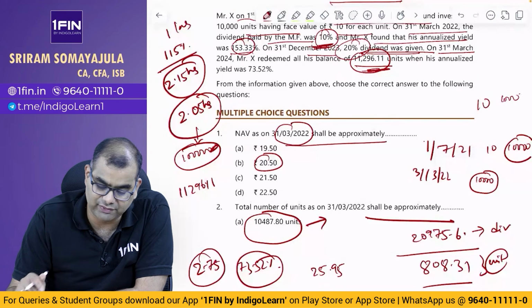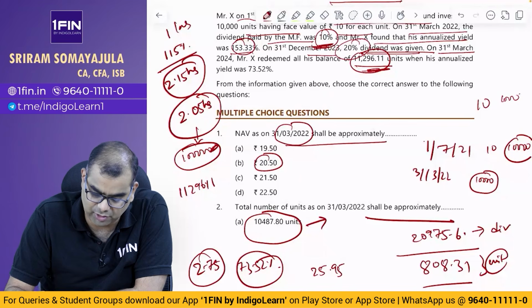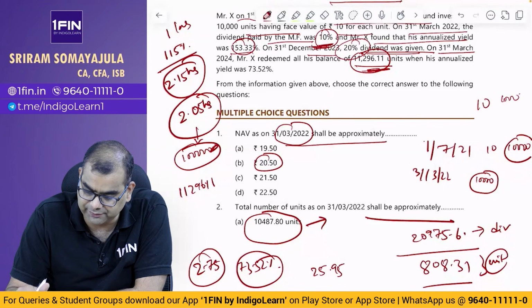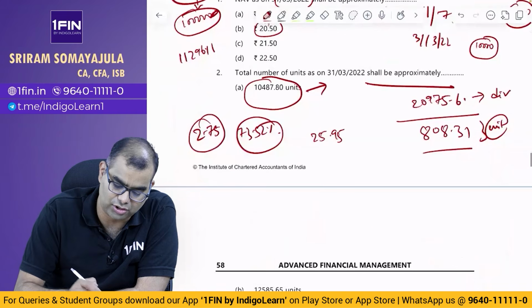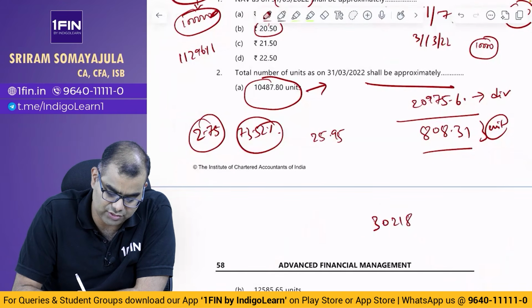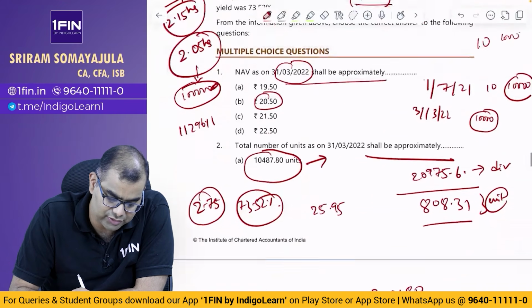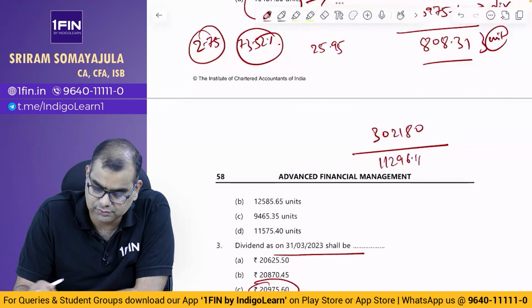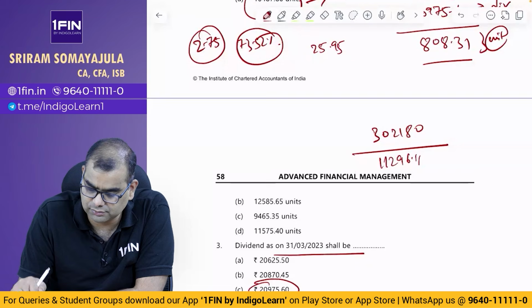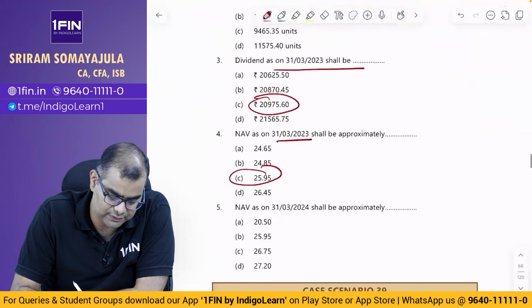So for 2.75 years, how much does it work out to? 73.52 into 2.75 makes it 202.18. 202.18 into 1 lakh, divide by 100. So your return is 202,180 plus 1 lakh. So your closing value of your investment is 302,180. This 302,180 divided by how many units do you have? 11,296.11. You get 26.750.